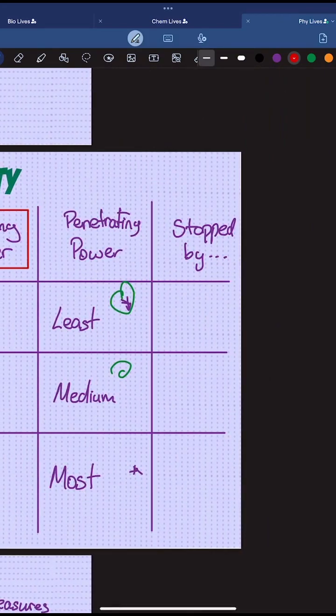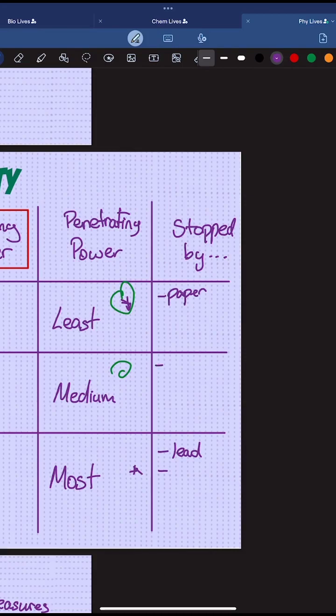So alpha, we said paper. Beta, aluminium. What about gamma? What's gamma stopped by? Gamma's not stopped by skin. No, it's not. So which other one is stopped by skin? Yep, gamma's lead. You can say lead or something else. So gamma is stopped by lead.